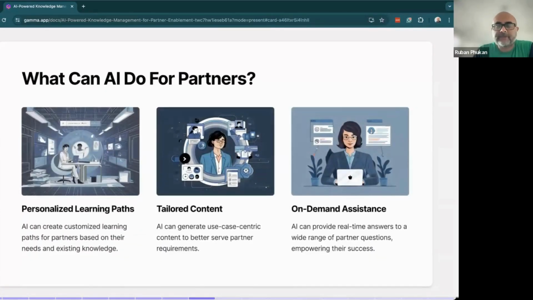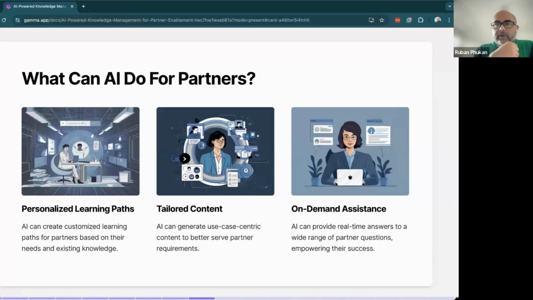So when we look at what exactly AI can do for partners, on the content needs of the partners, the first is that it can create a personalized learning path based on who the partner is, what the partner is working on, and what the existing knowledge base is. It dynamically adapts the learning based on the member in the partner organization. If there is a new joinee in the partner organization who has very limited information, the AI can generate a very personalized learning path, which starts from the basics and goes into the complex requirements.